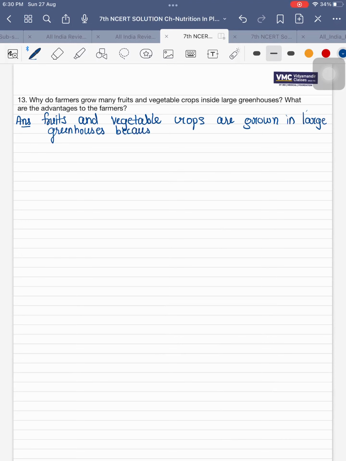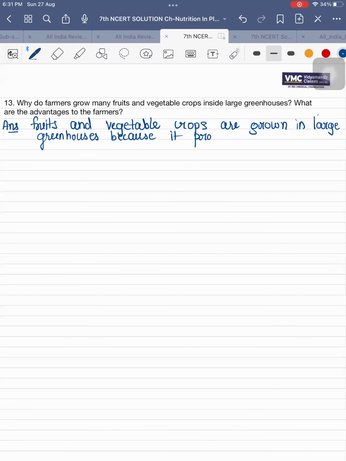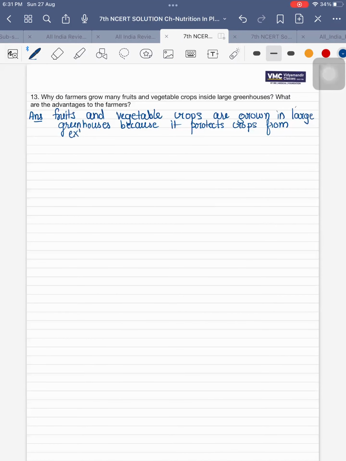because it protects crops from external climate conditions and provides suitable temperature for the growth of crops.